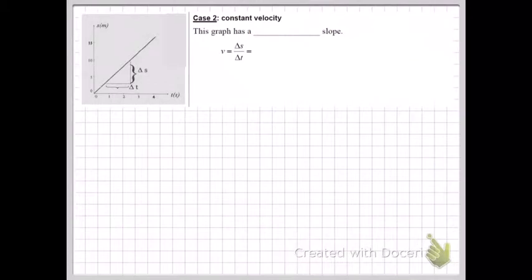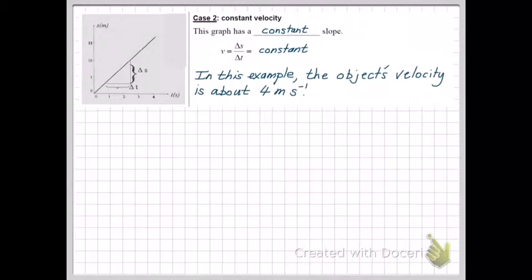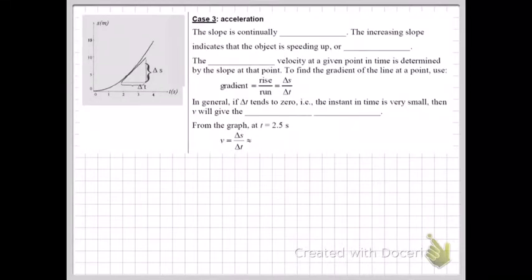Case 2 is constant velocity. This graph has a constant slope, so V will be constant. And in this example, the object's velocity is about 4 meters per second. The steeper the slope, the faster the object is moving, and the gentler the slope, the slower the object is moving. Case 3 is acceleration.